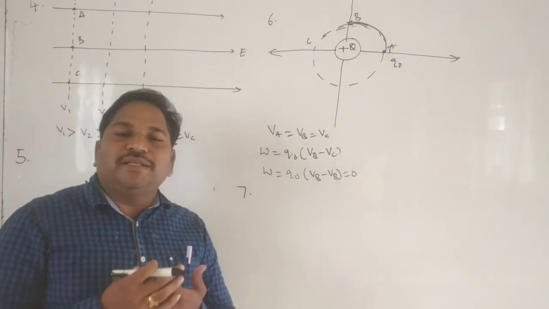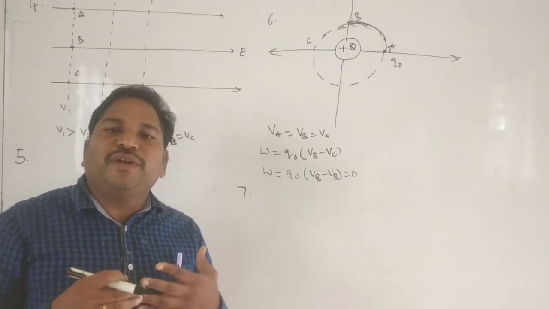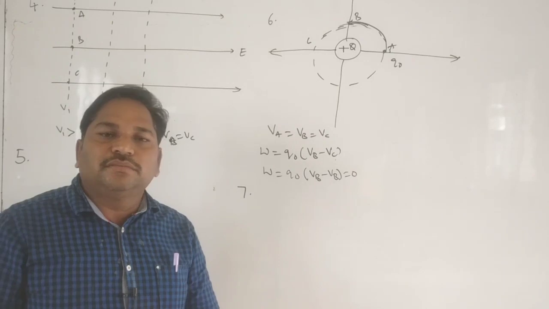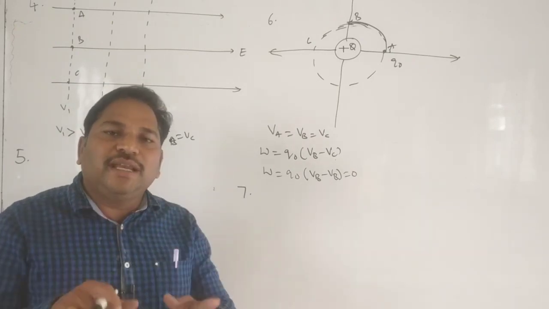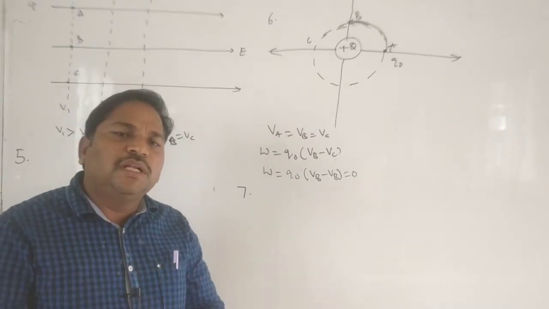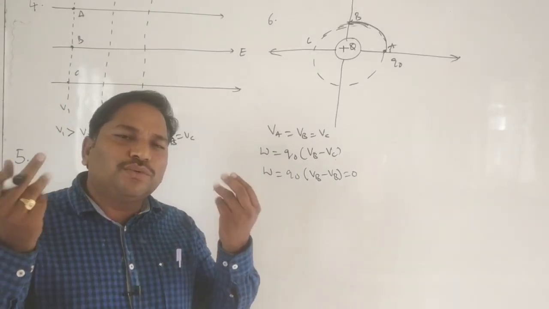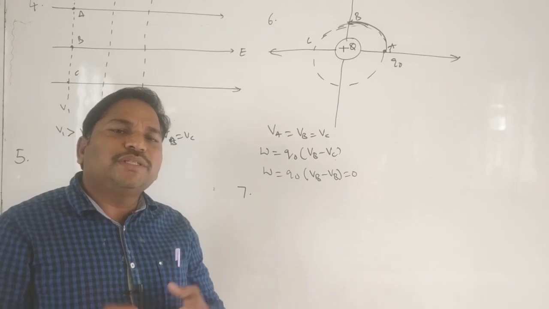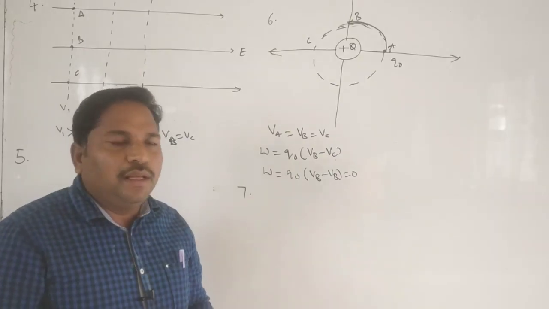Number 7. Equipotential surfaces never intersect. The equipotential surfaces never cross each other. If they crossed each other, at the point of intersection the electric field would be in two different directions, so generally it is not possible.